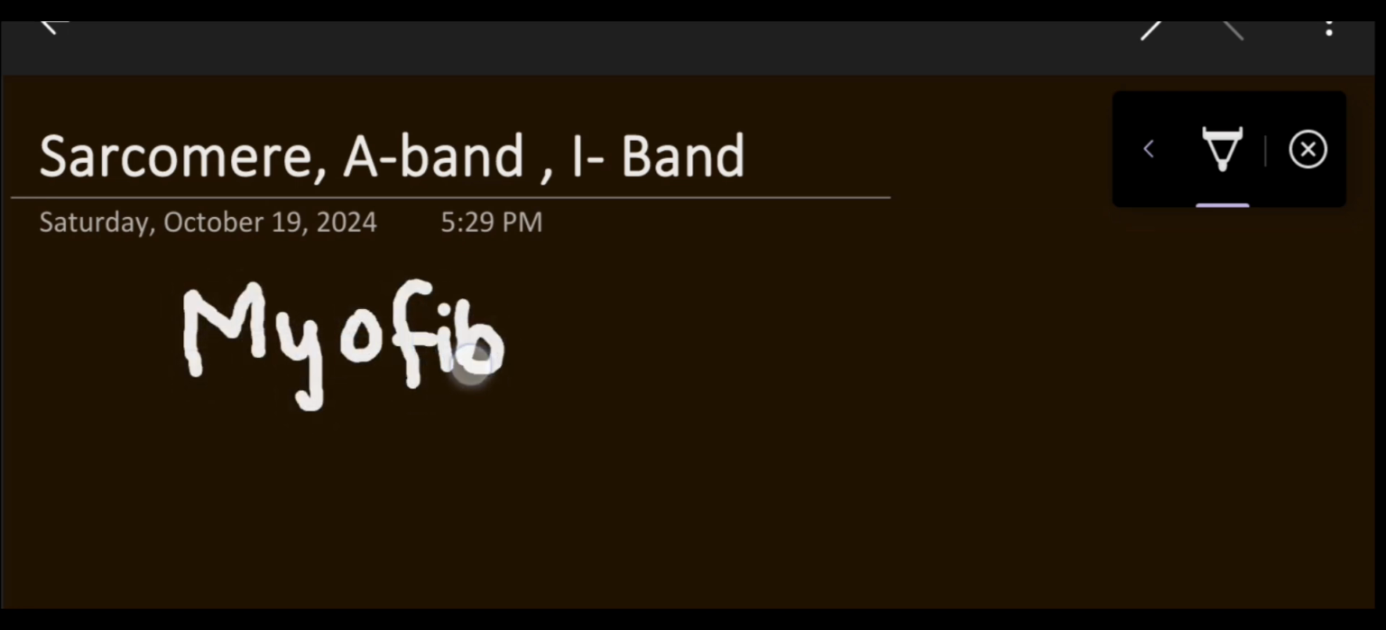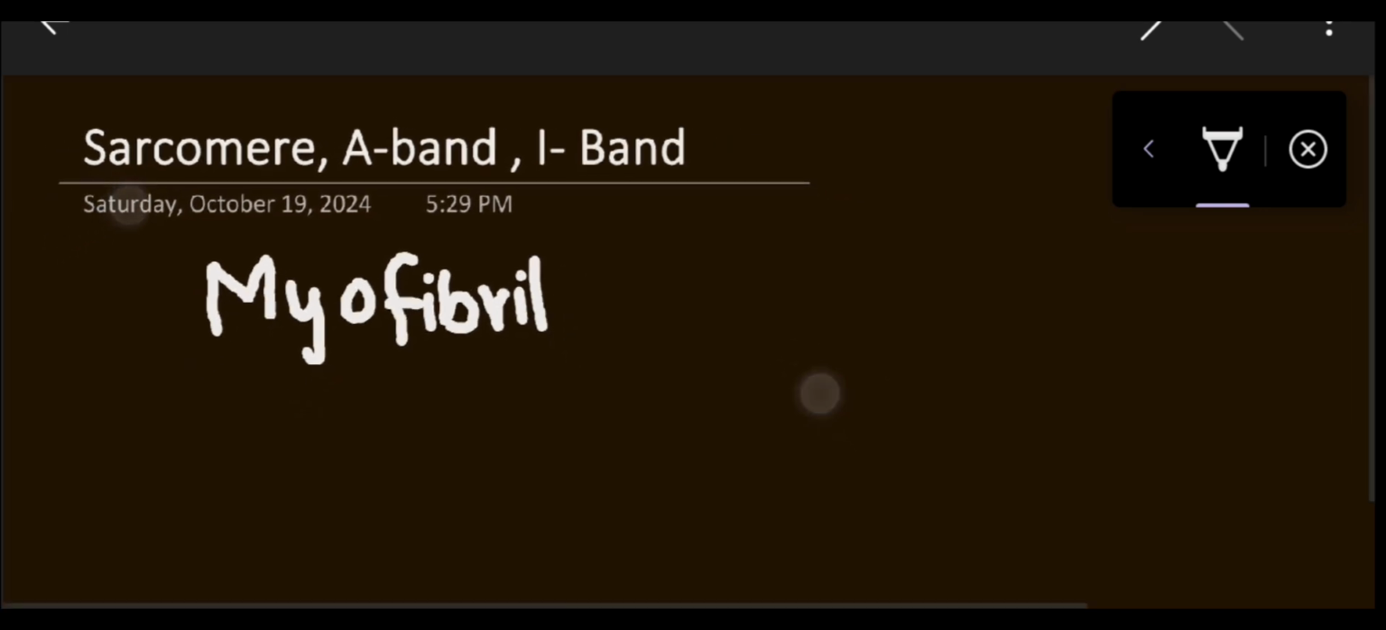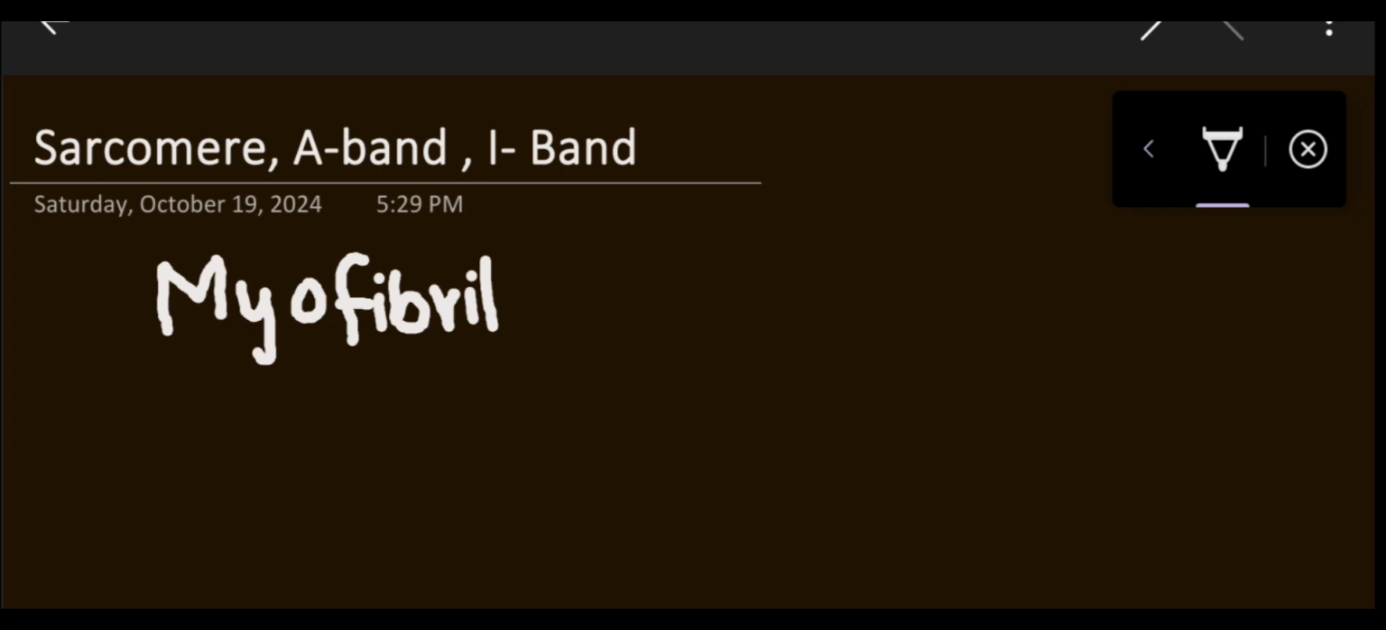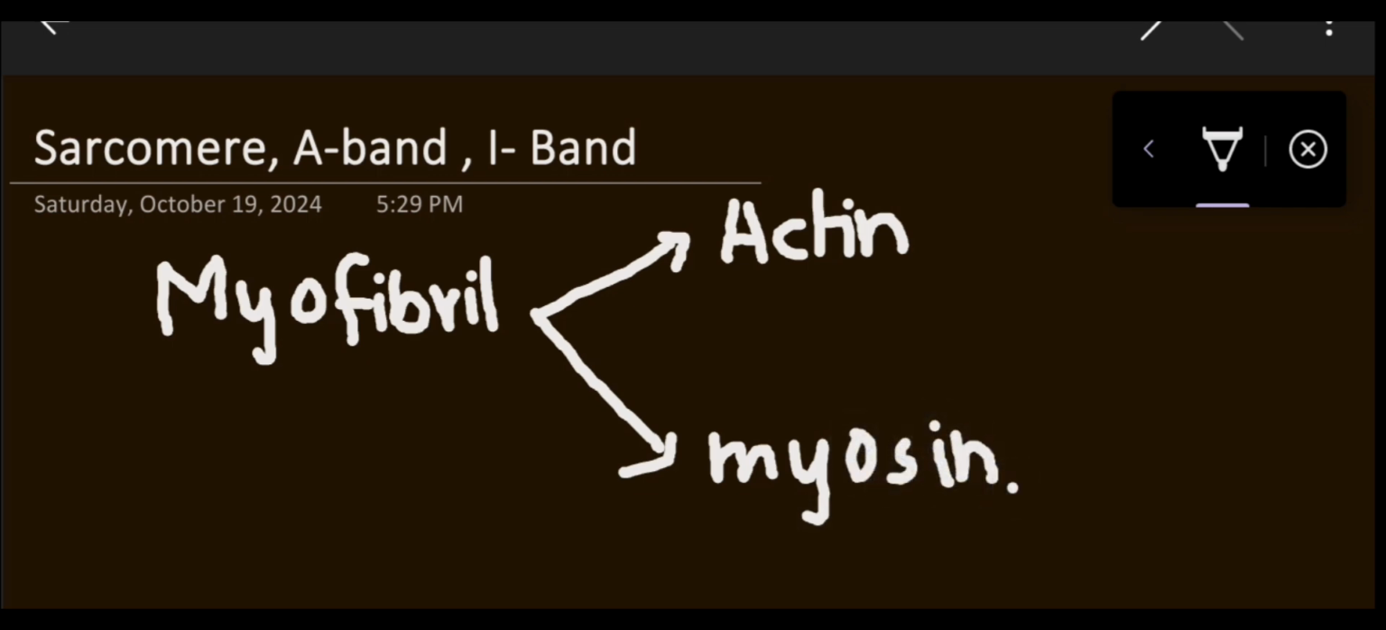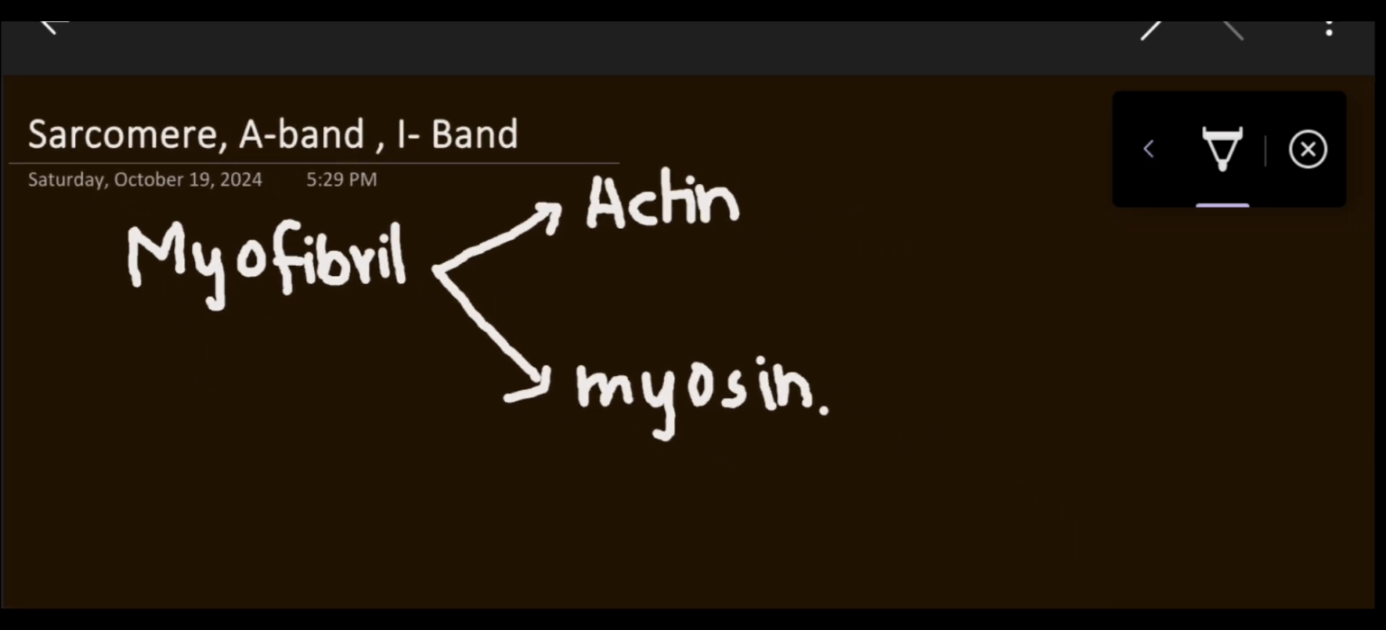So the myofibrils which we have discussed in the previous video basically contain two types of protein. One is actin protein, and another is myosin. These are the two types of protein, actin protein and myosin protein. Now here, we can discuss both of these in detail.